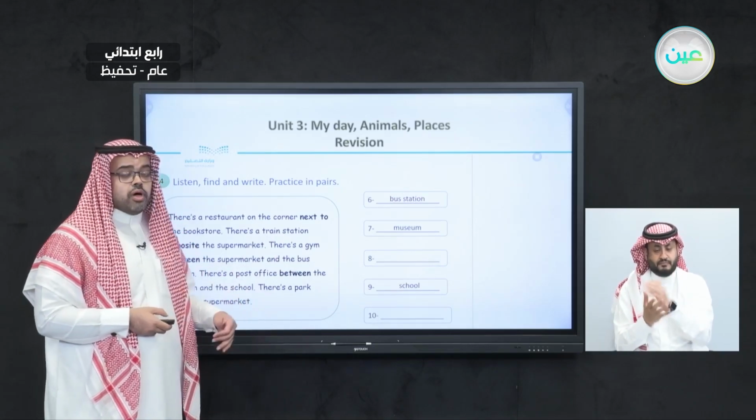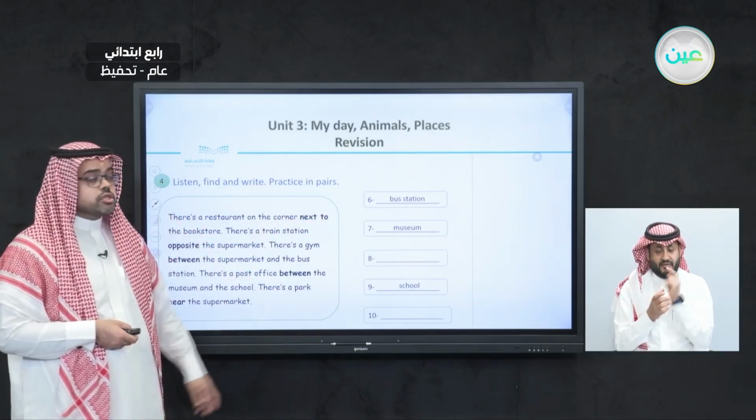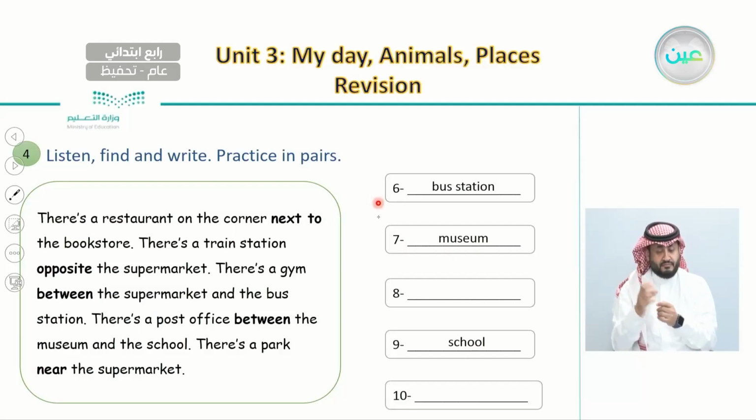Here, in the second part, we already have some information: number 6 is a bus station and number 7 is a museum. Let's continue to read so we can figure out what the remaining 2 places are.